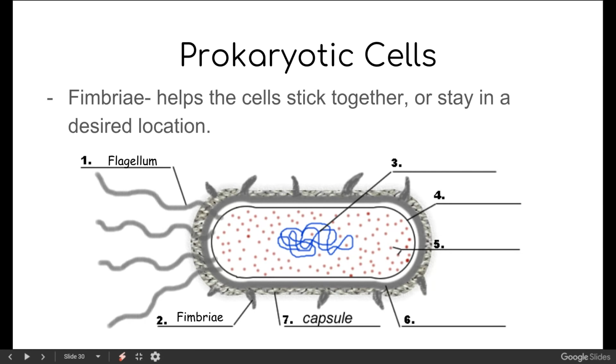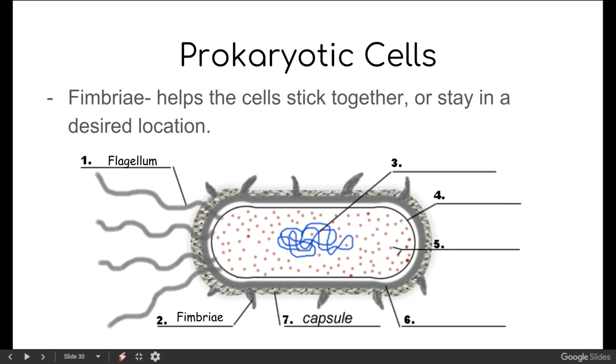The next one is the fimbriae, which is right here. These are little pieces that stick off the cell and go all the way around the cell. These help the cells stick to each other. So they help the cells stick together or help the cells stay in a certain location.